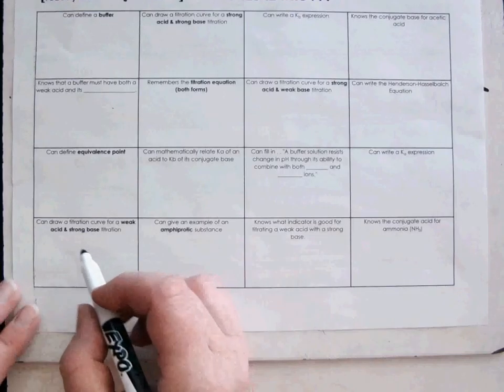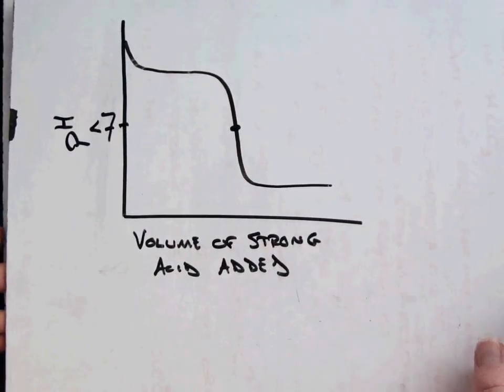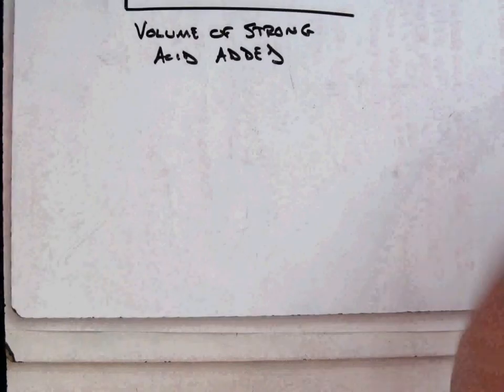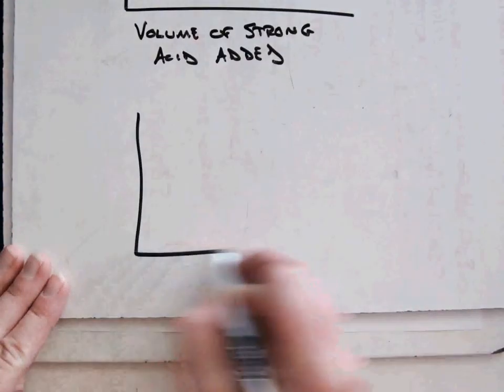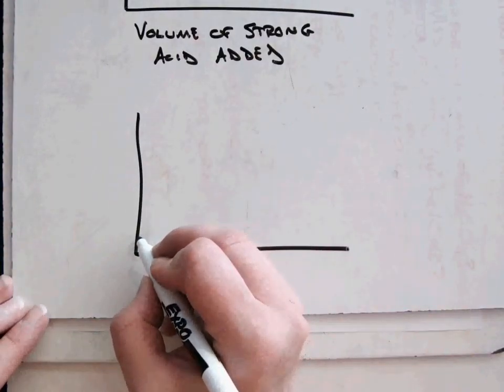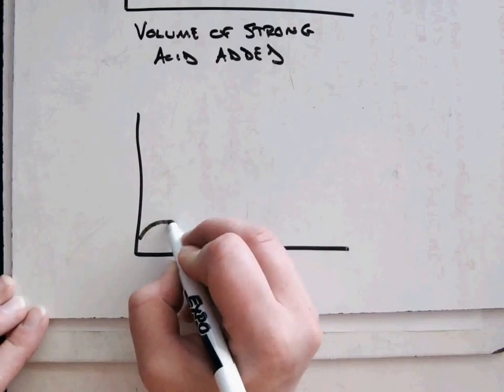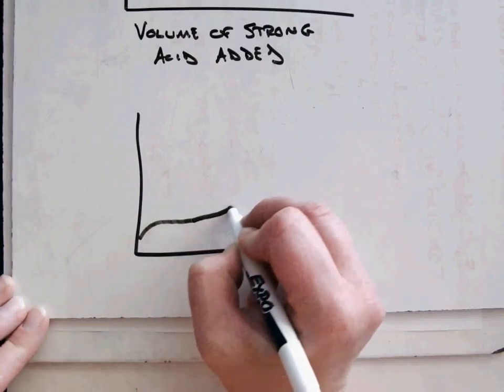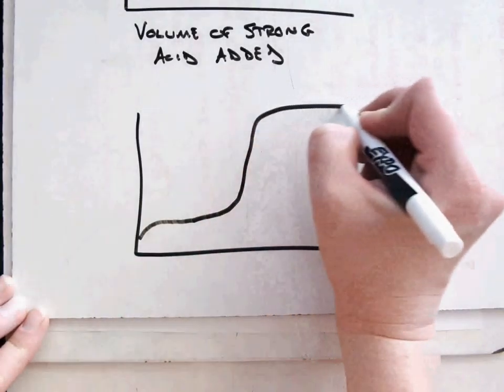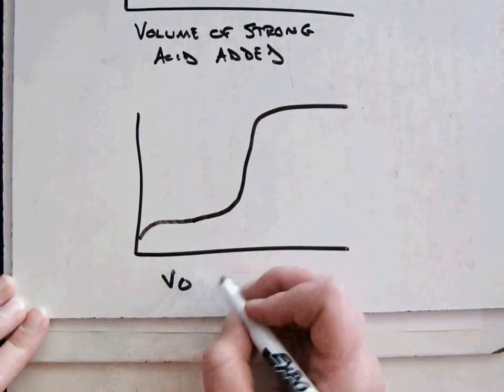Okay. Titration curve for a weak acid and a strong base. It would be the flip of this. We would start at a low pH because we have a weak acid in the flask. It would have a buffering area where it resists the change in pH, and then it would shoot up and flatten out as we add strong base.